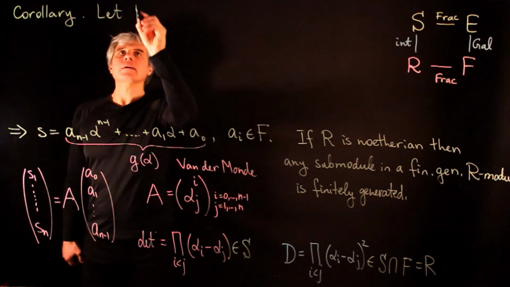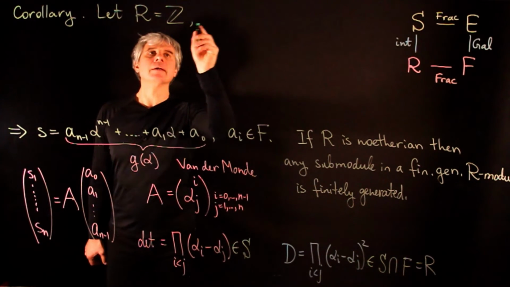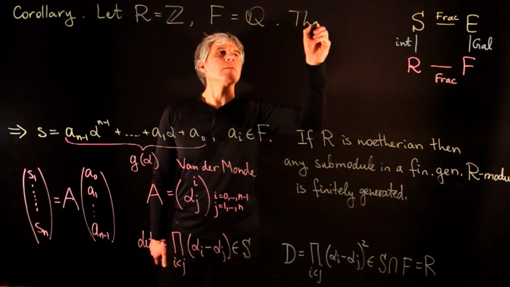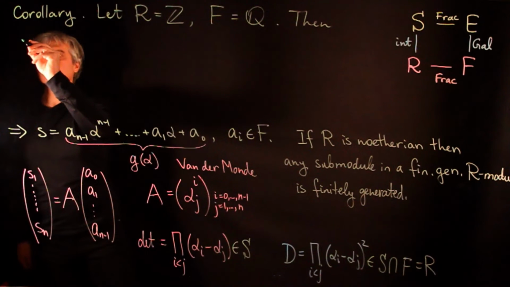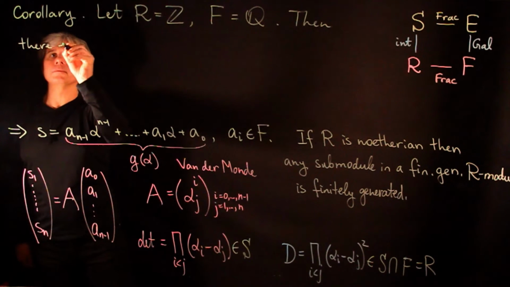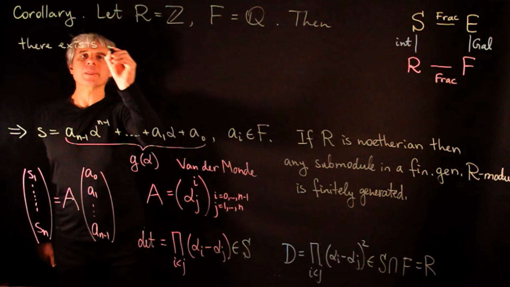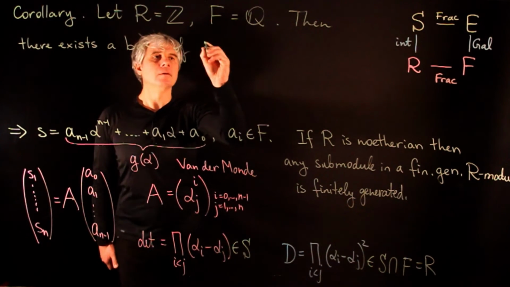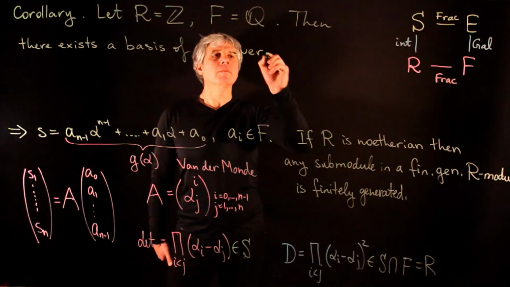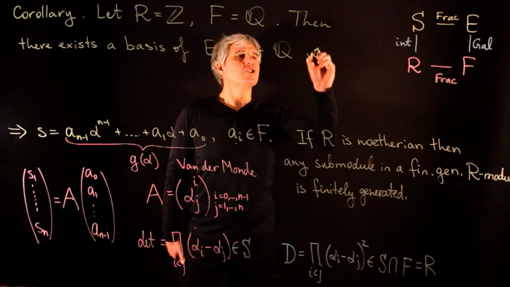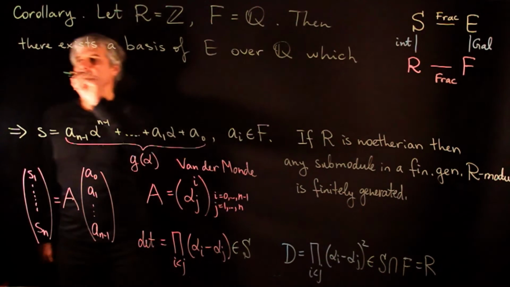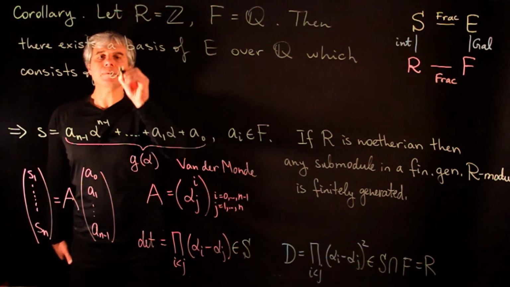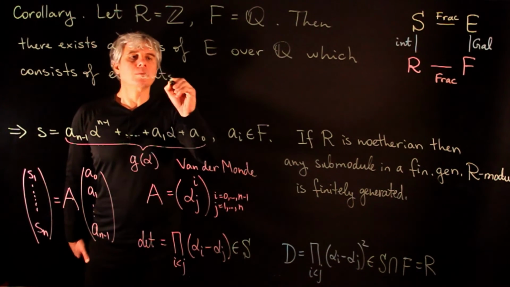Let R be Z and F be Q. Then there exists a basis of E over Q which consists of elements of S.